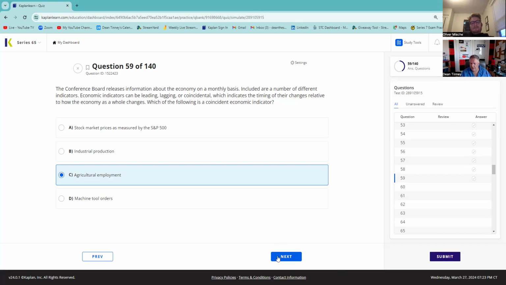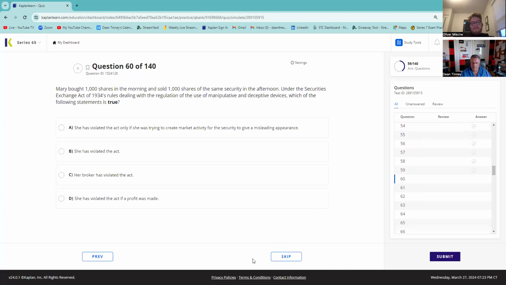I joke, we're not trying, on the 65, to turn you into an economist. We're trying to make sure you don't embarrass Wells Fargo at a cocktail party, that you know enough to kind of sound dangerous. Mary bought 1,000 shares in the morning and sold 1,000 shares in the afternoon. Under 34 Act rules dealing with the regulation of the use of manipulative and deceptive devices, which of the following statements is true?